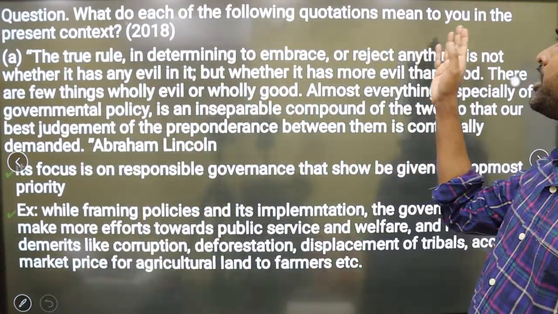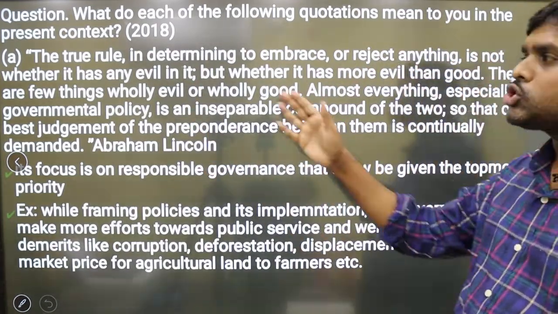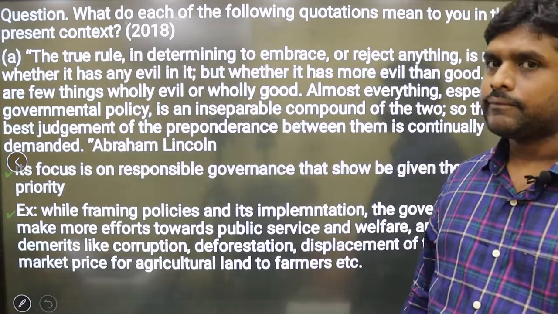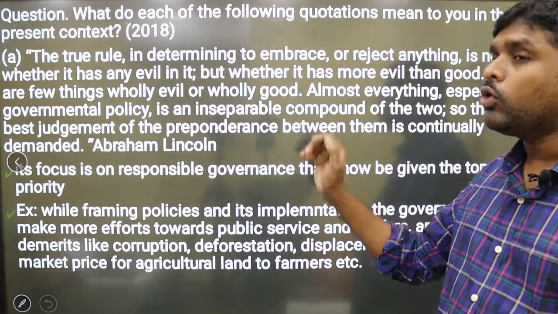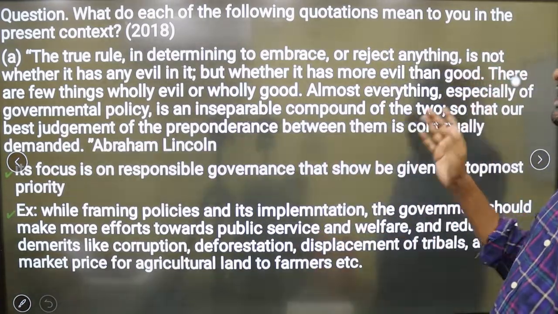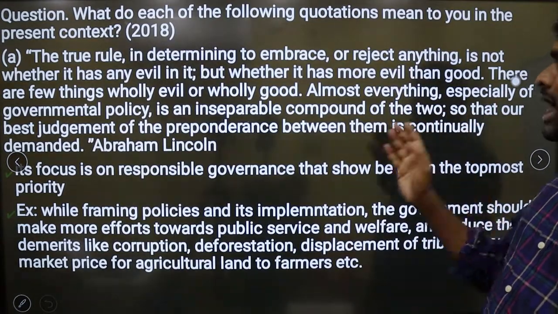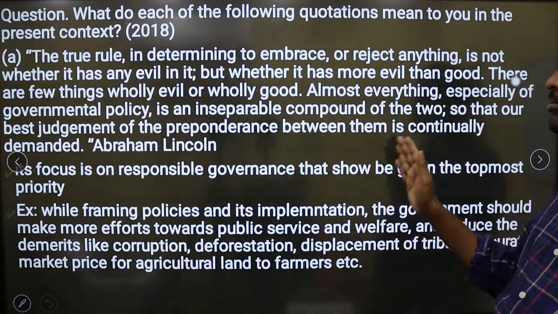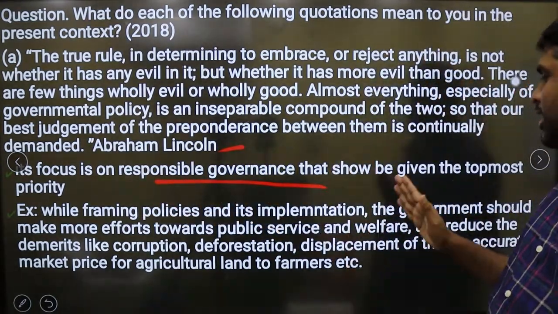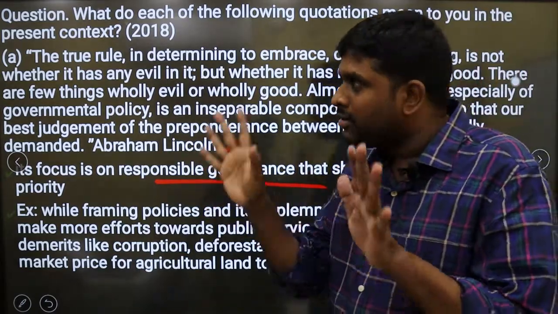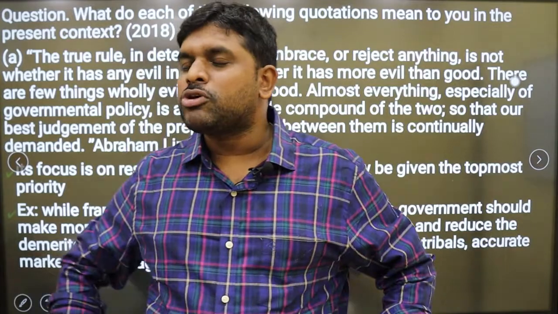What do each of the following quotations mean to you in the present context? The true rule in determining to embrace or reject anything is not whether it has any evil in it, but whether it has more evil than good. There are few things wholly evil or wholly good. Almost everything, especially of a government policy, is an inseparable compound of the two, so that our best judgment of the preponderance between them is continually demanded. Abraham Lincoln. The focus is on responsible governance. That should be given the topmost priority. Simple. From this total paragraph, what I decoded is that it is talking about responsible governance.